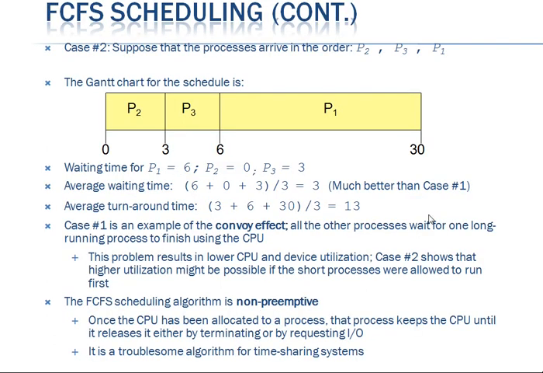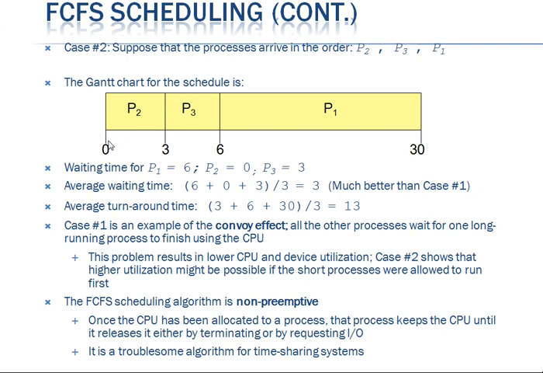Now we have another case to discuss here. Suppose that the processes arrive in order P2, P3 and P1, exactly reverse of the first case. So the order of arrival for the processes is P2, P3 and then P1. Since P1 is taking the longest execution time, let us draw a Gantt chart. I hope you have understood how to draw a Gantt chart.